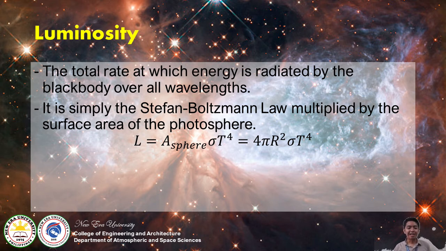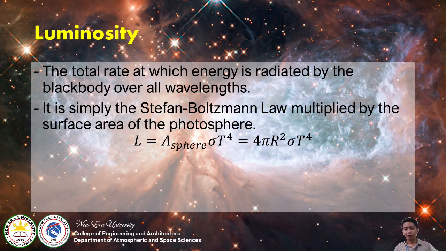So how are we going to determine the luminosity of a black body? It is simply the Stefan-Boltzmann law multiplied by the surface area of the sphere. Why is it the product of the Stefan-Boltzmann's law and the surface area of the photosphere? Because the luminosity will depend on the distance of the detector from a star. As we can see in this equation, the luminosity is equal to the area of the sphere multiplied by the Stefan constant and the temperature raised to the fourth power.